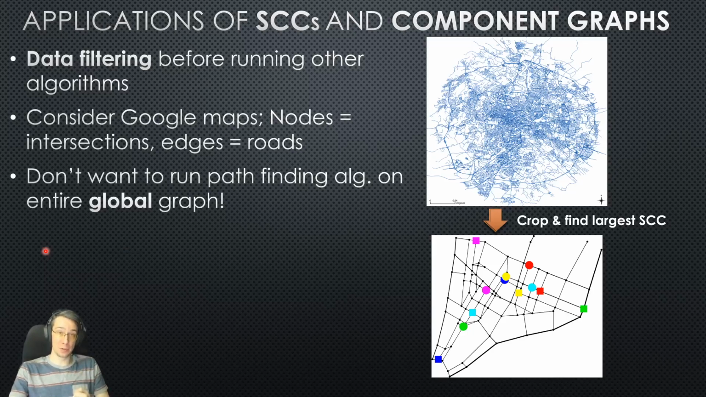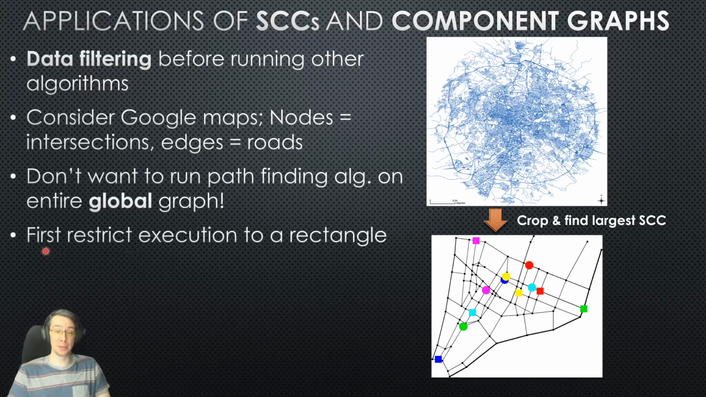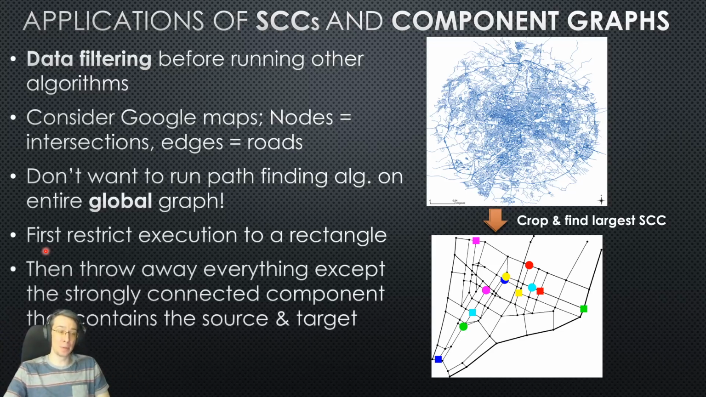The source that you're trying to travel from and the destination you're trying to travel to. So first you're going to restrict your execution to a rectangle that's big enough that it contains both the source and destination. And of course you're going to want to make it a little bit bigger than the source and destination because maybe you have to take a circuitous route from the source to the destination. And if that travels outside the rectangle, you'll lose the ability to pathfind appropriately. So you throw away everything that's outside that rectangle.